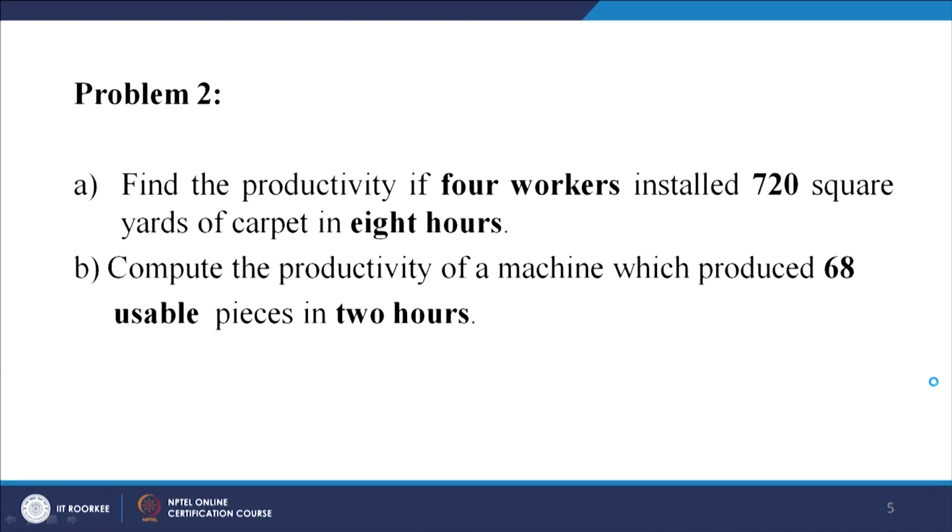Similarly, in the second problem statement you can see: compute the productivity of a machine which produced 68 usable pieces in 2 hours. So here time is the input. 2 hours have been spent to produce 68 usable pieces. So the output here is 68 pieces and the input is 2 hours. The time is the input, the number of pieces produced is the output. So let us see now how we can calculate the productivity.